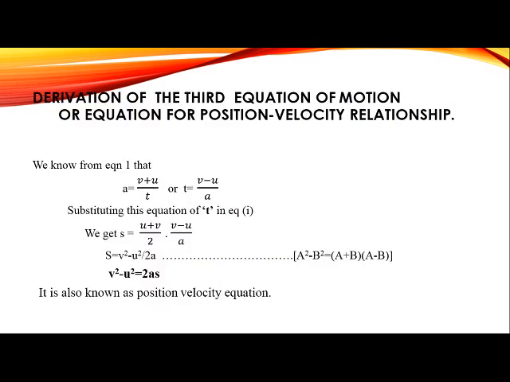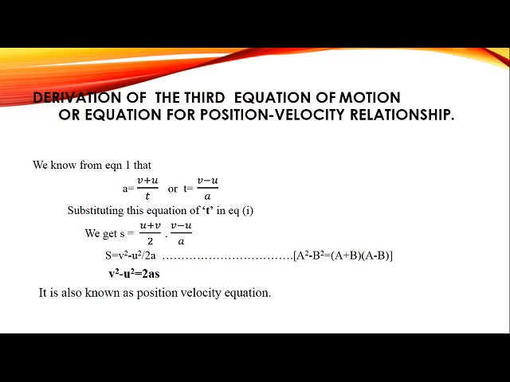Now children, in our first equation of motion, we have studied that acceleration is equal to the final velocity minus the initial velocity, divided by the time. Or we can also write it as t is equal to v minus u upon a. Now, if we substitute this value of t in equation number 1, what do we get? We get s is equal to u plus v divided by 2 multiplied by v minus u upon the acceleration.